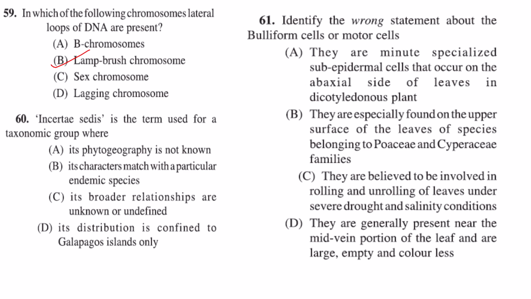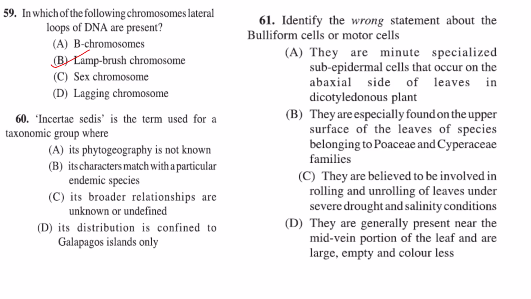Then B chromosomes, they are found in some organisms and they are small extra chromosomes and they do not have lateral loops. Then sex chromosomes, you know, they are used to determine the sex of an organism and are not involved, do not have lateral loops of DNA. Lagging chromosomes are delayed in their movement to the poles during cell division.